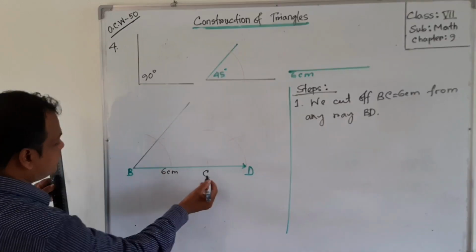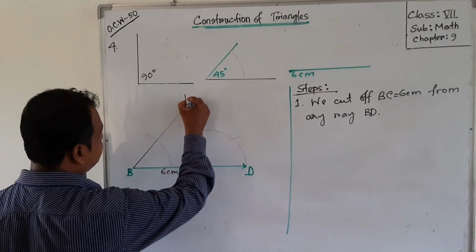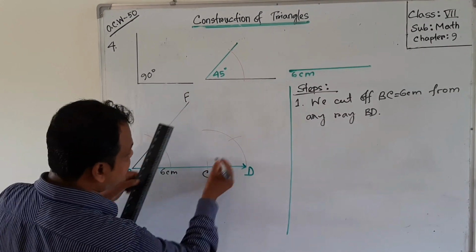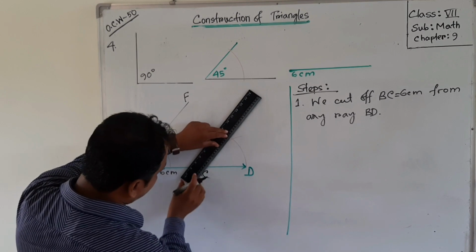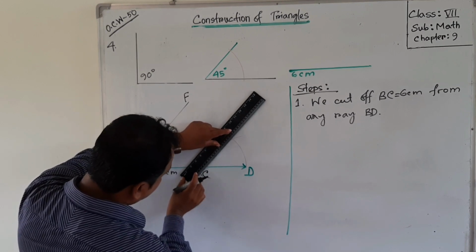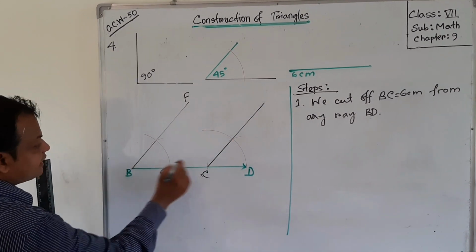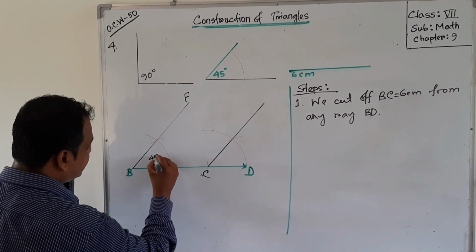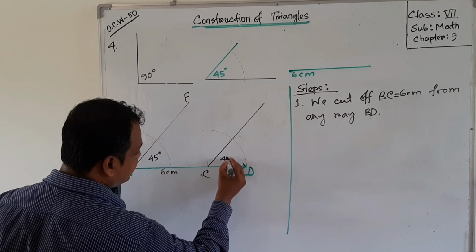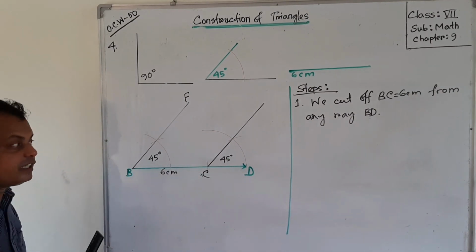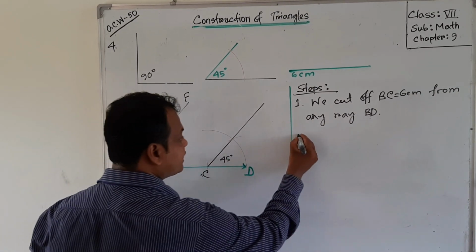So we have got CBF and DC. Now this angle and this angle will be equal. This one will be 45 degree. This one will also be 45 degree. So what will be the steps? What we have done here?